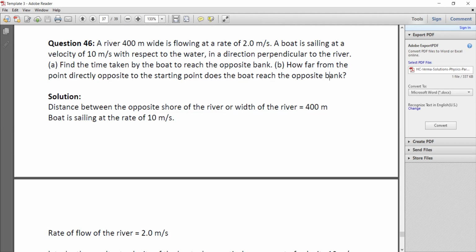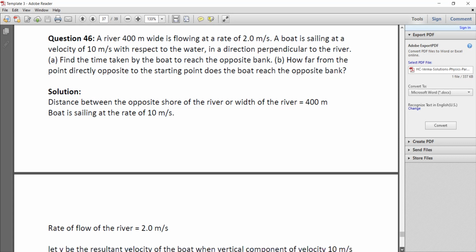Question 46. A river 400 meters wide is flowing at a rate of 2.0 meters per second. A boat is sailing at a velocity of 10 meters per second with respect to the water, in a direction perpendicular to the river. A. Find the time taken by the boat to reach the opposite bank. B. How far from the point directly opposite to the starting point does the boat reach the opposite bank?